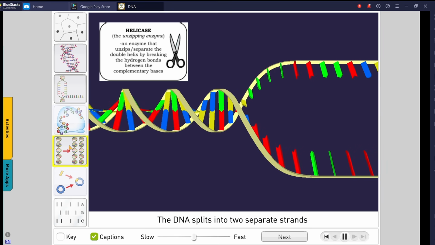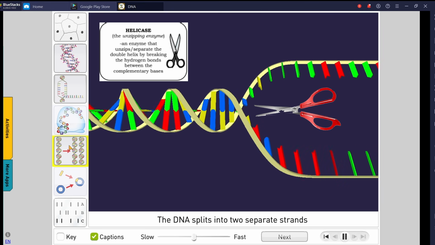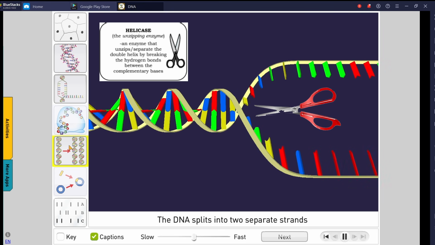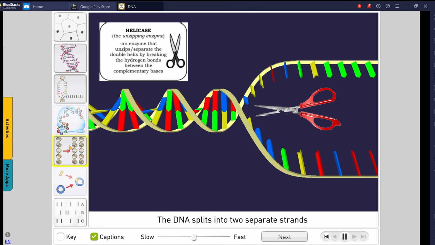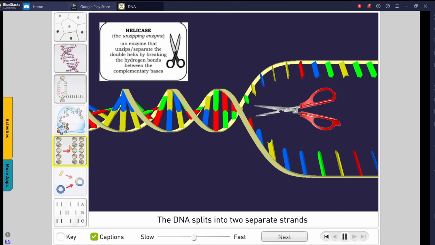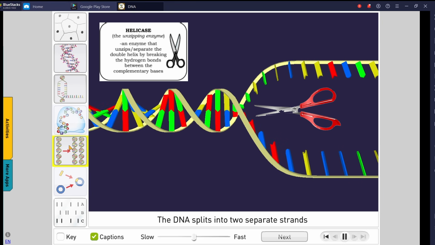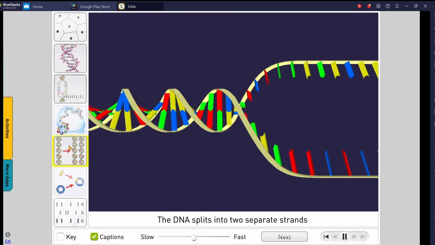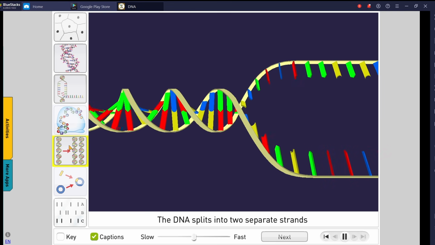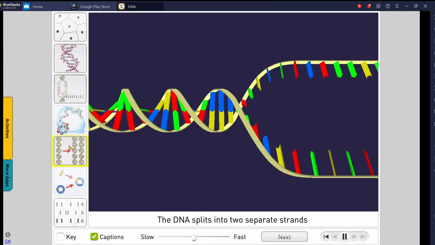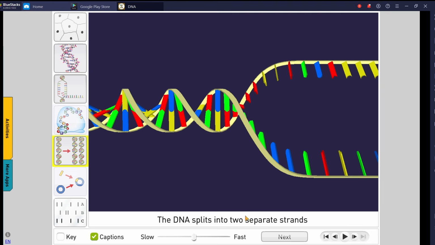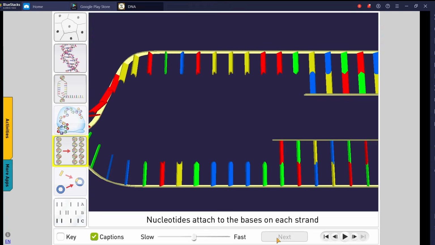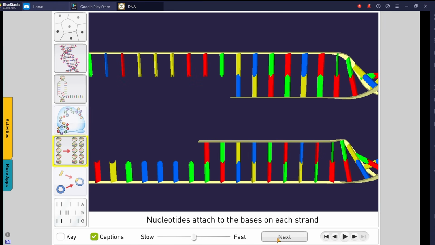So, ang ginagawa ni helicase, parang ginugupit niya yung pagkakadugtong ng mga hydrogen bonds in between the nitrogenous bases which are adenine, thymine, guanine, and cytosine. And then, what happens? So, after that, we can see that the different nitrogenous bases attach to each strand.